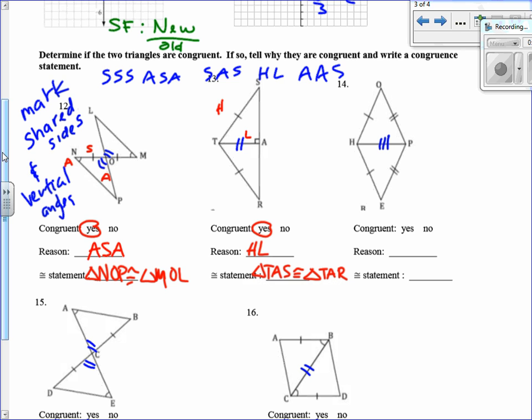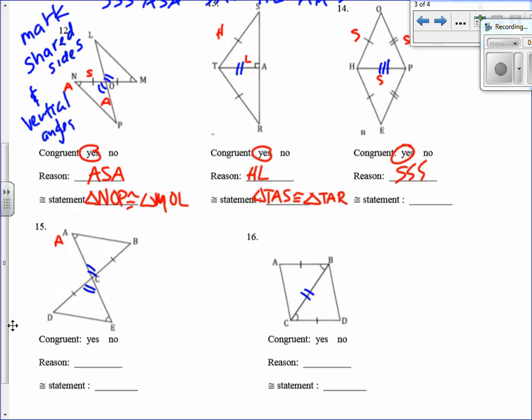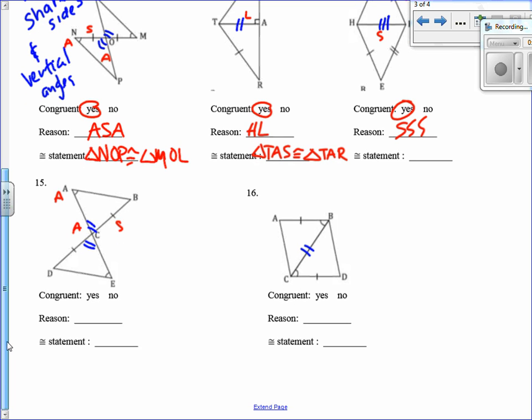Maurice, are these congruent? Yes. Okay, let's label this as an A, S. Are they congruent? Are these congruent? Yeah. Angle, fine.